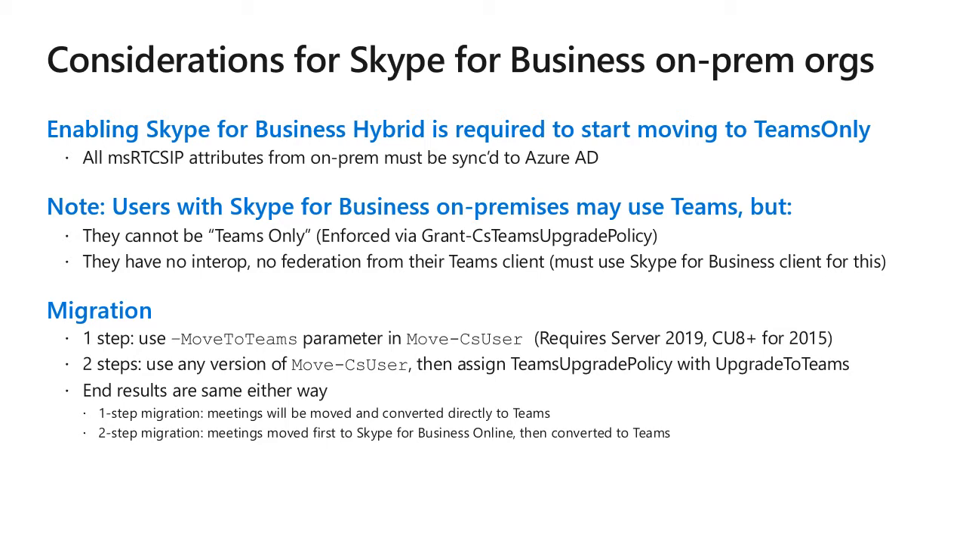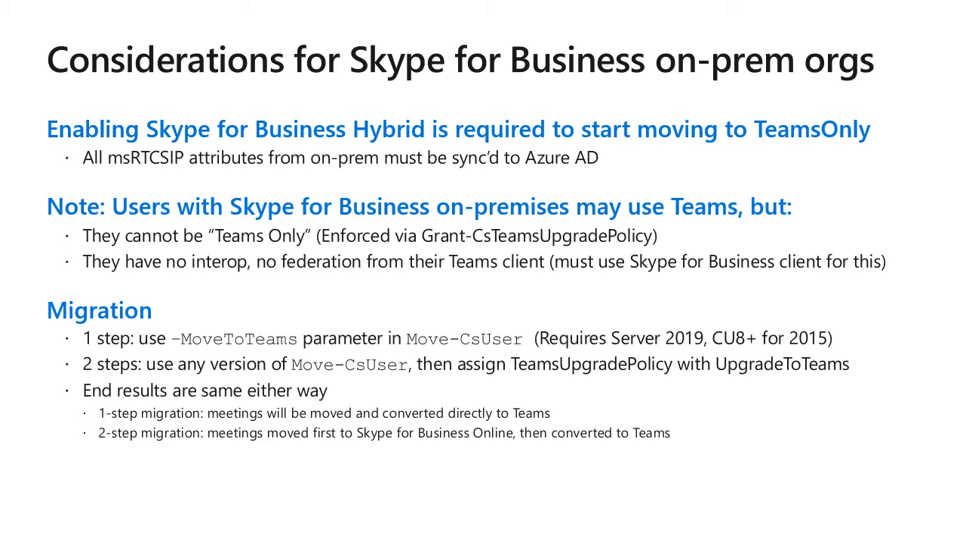First and foremost, while a user has their Skype for Business account on premises, you cannot put that particular user into the Teams only coexistence mode. We will actually block this as part of the Grant-CsTeamsUpgradePolicy commandlet, or if you try to do this through the Teams Admin Center. They cannot be placed into Teams only mode.